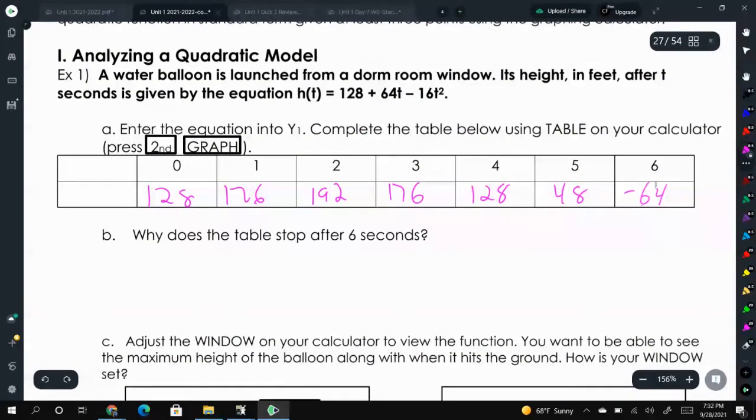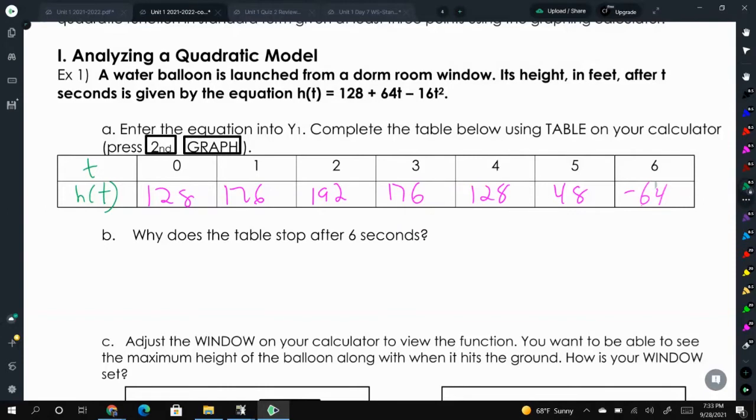Now, why did we stop after 6 seconds? Well, look at the height. We should do t and h of t. The height after 6 seconds is negative 64 feet. If you think about that, that means we are 64 feet below ground. And that doesn't make sense. The water balloon is launched, and then it lands on the ground and it bursts.